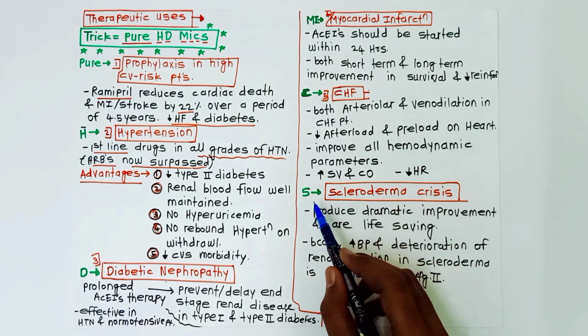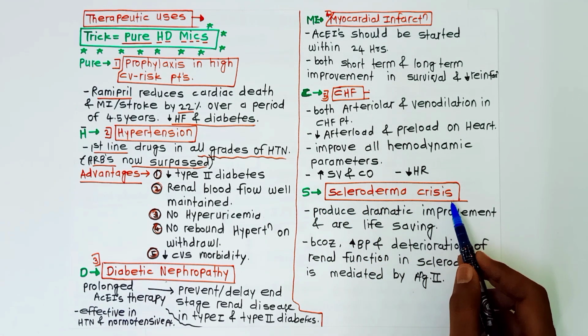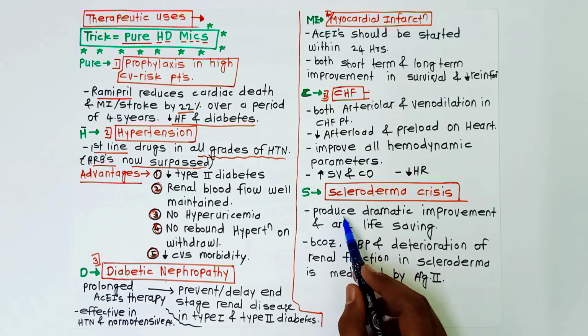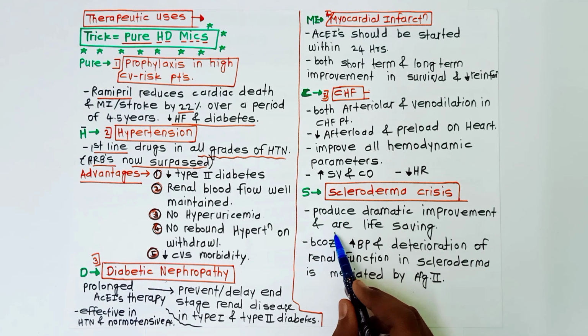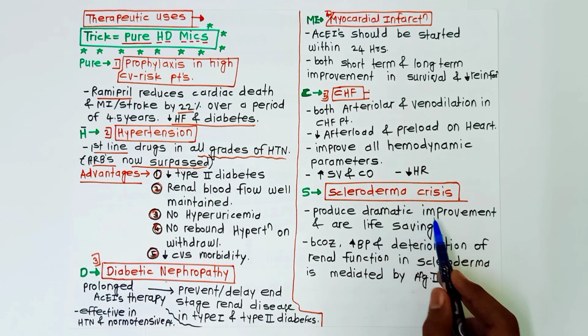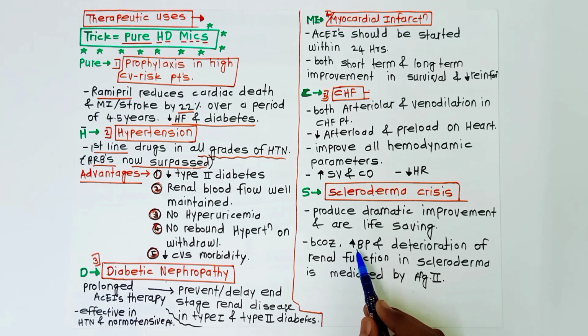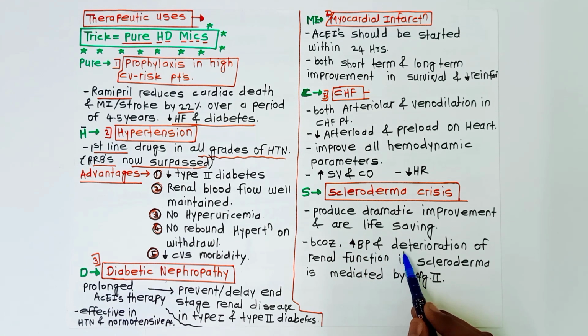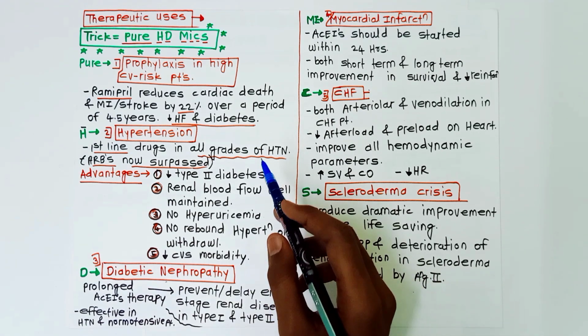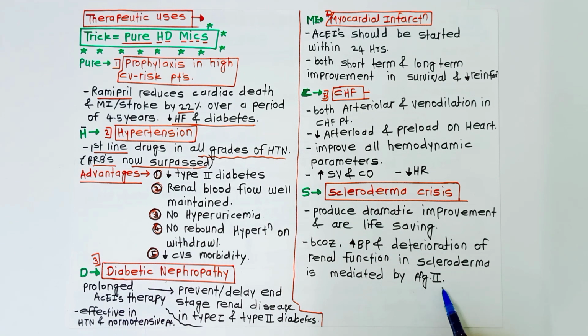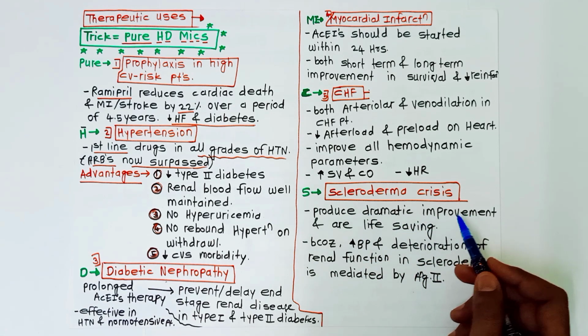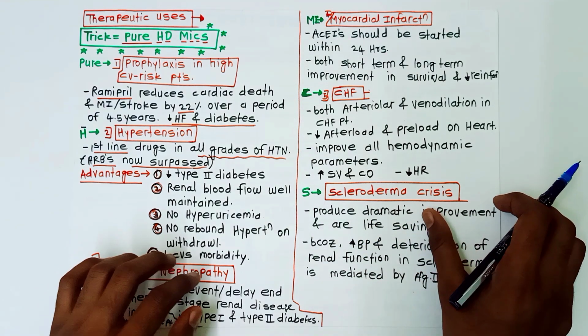Okay, and then S for scleroderma crisis. In this case, they produce dramatic improvement, and they are life-saving drugs in this condition, scleroderma crisis, because there is marked rise in blood pressure, and deterioration of renal function in the scleroderma crisis is mediated by angiotensin 2, and ACE inhibitors decrease the production of angiotensin 2. That's why they produce dramatic improvement, and they are life-saving in this condition.